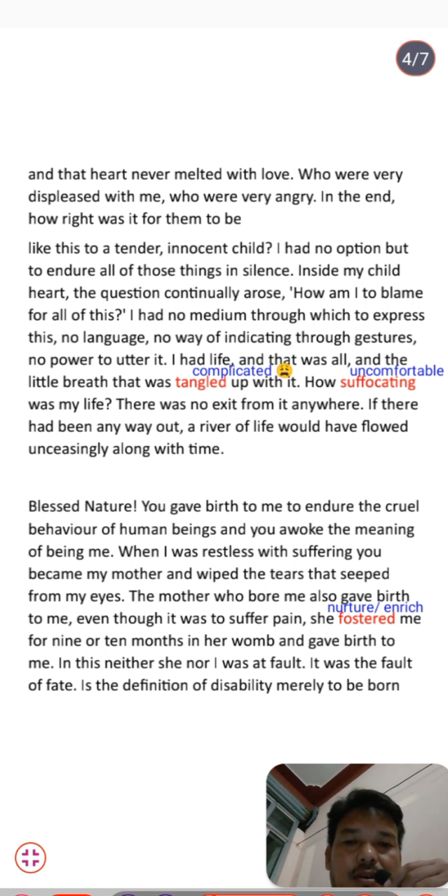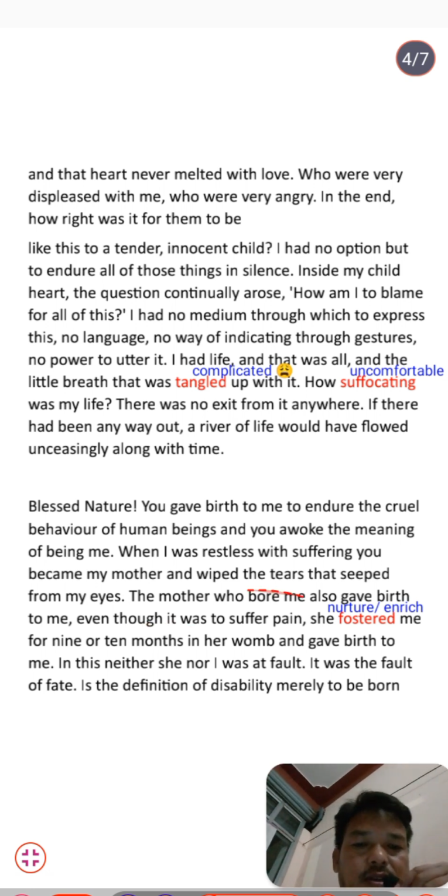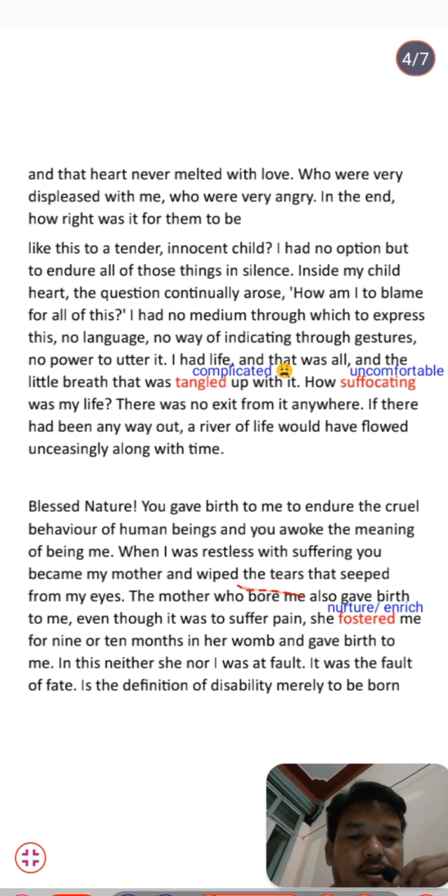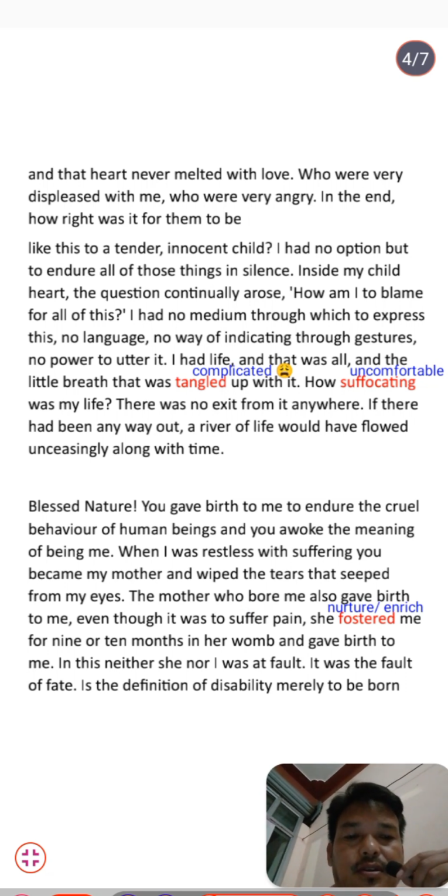Now, the mother who bore me also gave birth to me, even though it was to suffer pain. She fostered me for 9 or 10 months in her womb and gave birth to me. The mother here means the mother of Jamakumari. Despite the fact that it was to bear torment, she cultivated me, and she took care of me for 9 to 10 months in her belly, and brought me forth.